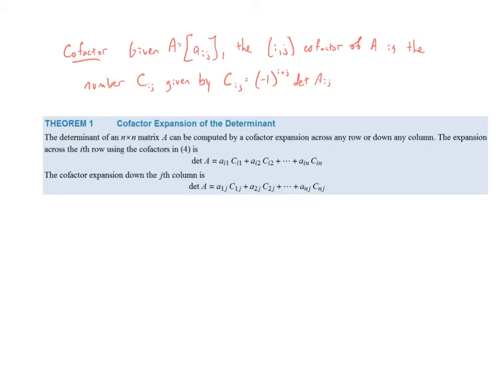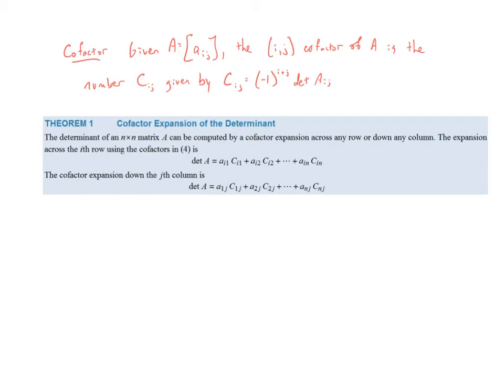All right, in this slide, we've got a definition and a theorem. The definition of cofactor. Okay, so we define what a cofactor is. Given a matrix, the i,j cofactor of A is the number C subscript ij given by this formula. And there's this (-1)^(i+j) in that formula times the determinant of capital Aij. Okay, and then the theorem goes into the cofactor expansion of the determinant: you can go across any row or down any column to compute a determinant of a matrix.